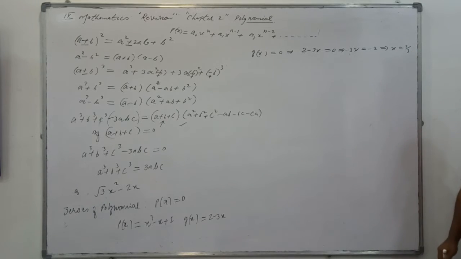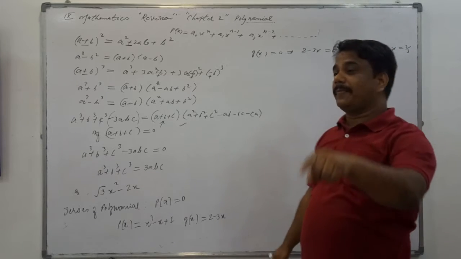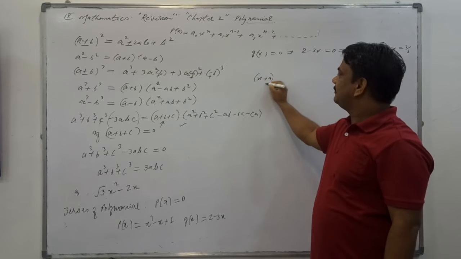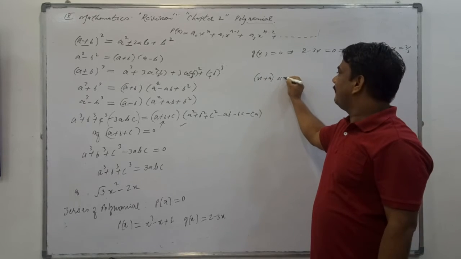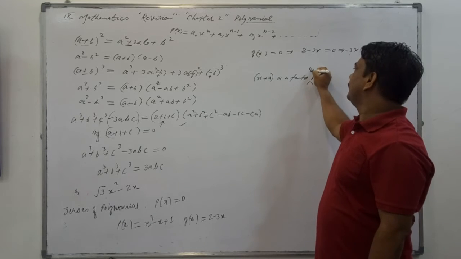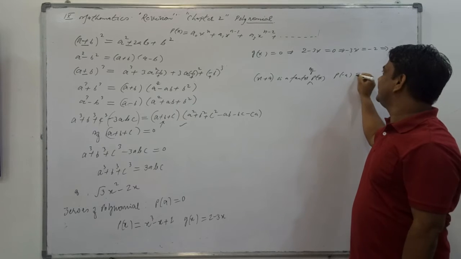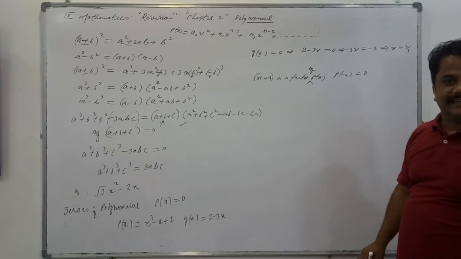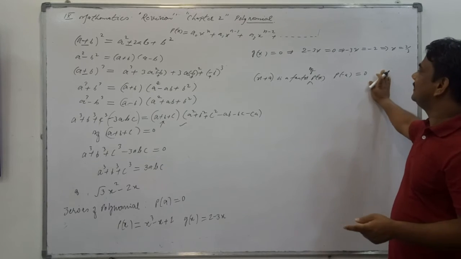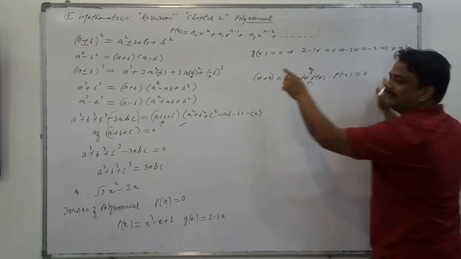You just have to remember the theorem that we have studied in the chapter. If x plus a is a factor of p(x), then p of minus a is equal to 0. Is that clear now? If this is a factor of this, then p of minus a will be 0. So it is the same thing: this is a factor of this, or this is a multiple of this.